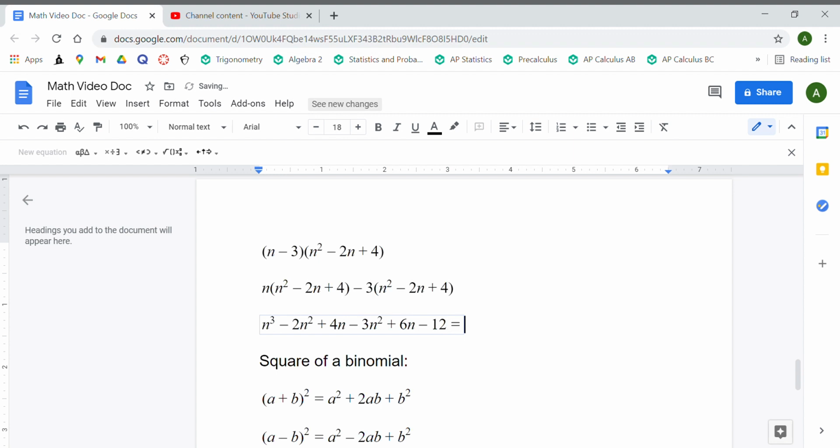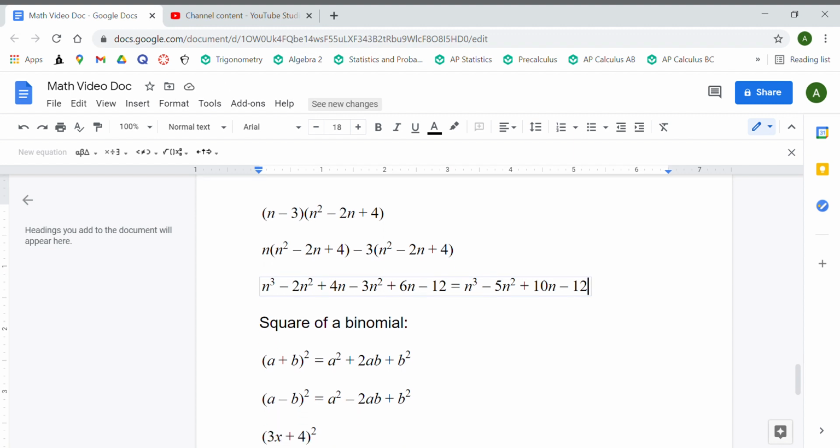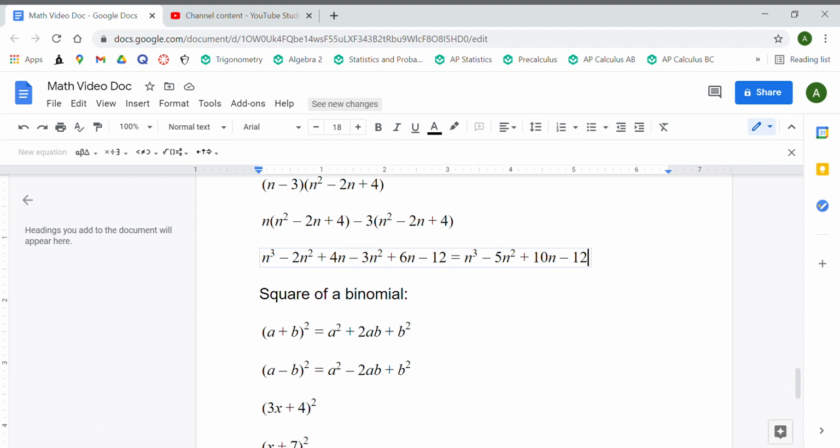And now we can just simplify this down. So it's going to be n cubed again, negative 2n minus 3n squared. N squared is negative 5n squared, 4n plus 6n. That's going to be positive 10n. And then minus 12. Alright, so that's it for the hard work.